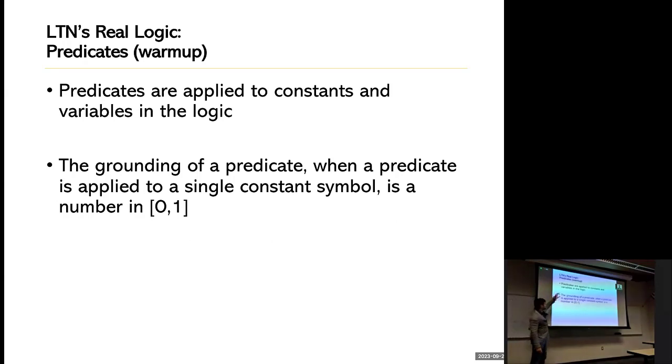Okay, so really simple. Predicates are applied to constants as normal. The grounding of a predicate symbol when it is applied to a single constant is just a scalar in the interval [0, 1]. So if you have a totally ground formula in the LTN paradigm, it's being mapped to a single scalar. The reason for this is simple: they want to use the syntax of fuzzy logic. And in fuzzy logic, all ground atoms map to something in [0, 1]. Also, not a probability. Please keep that in mind. Not a probability.